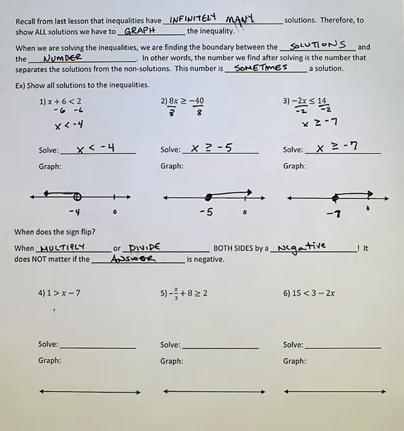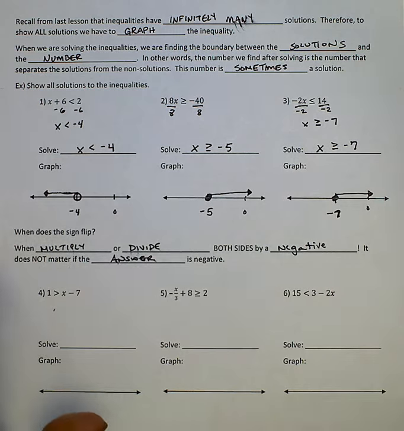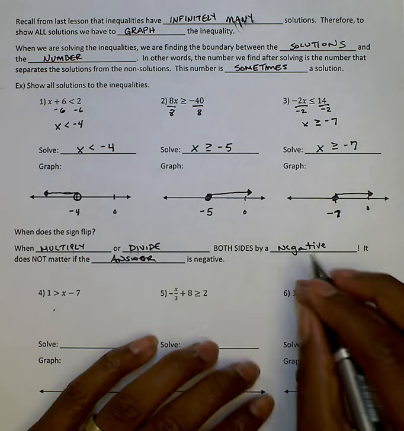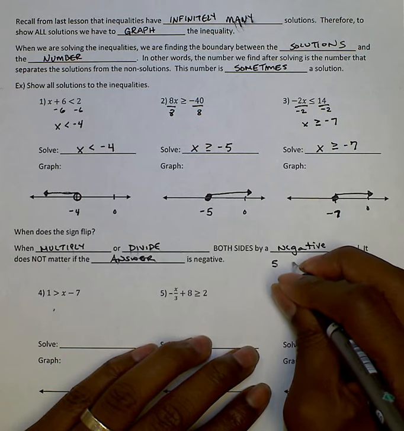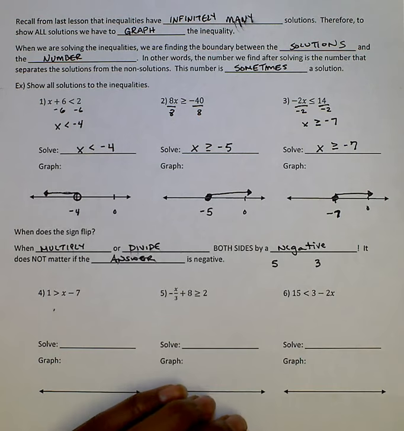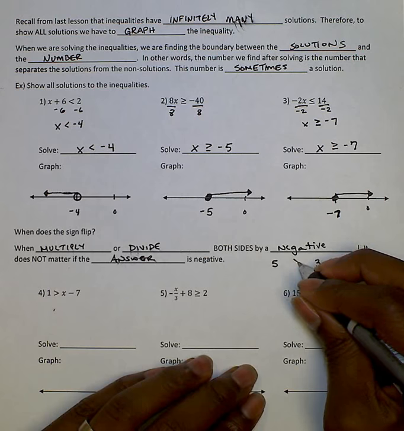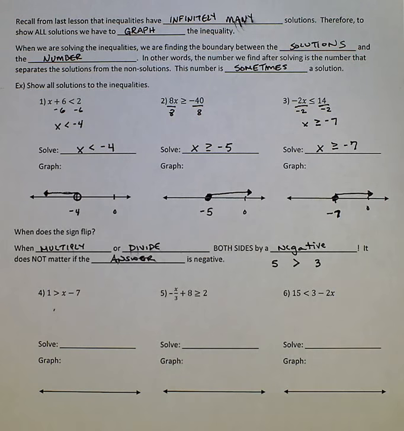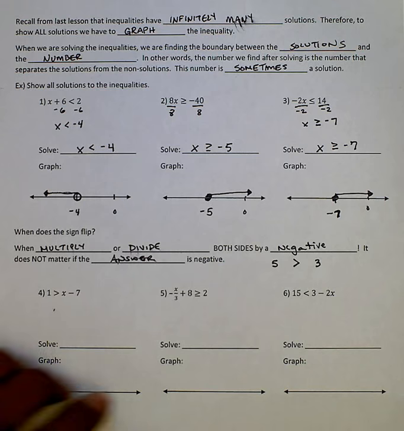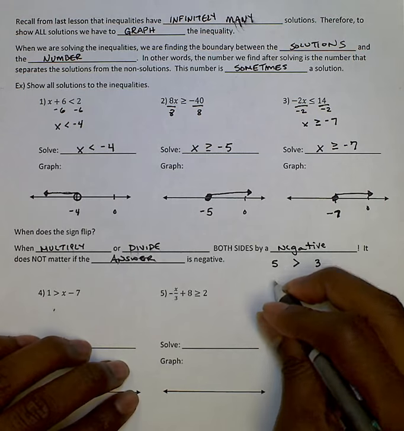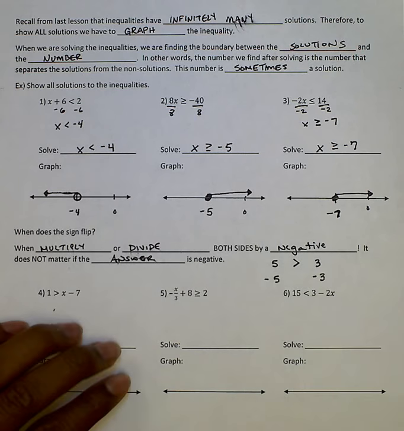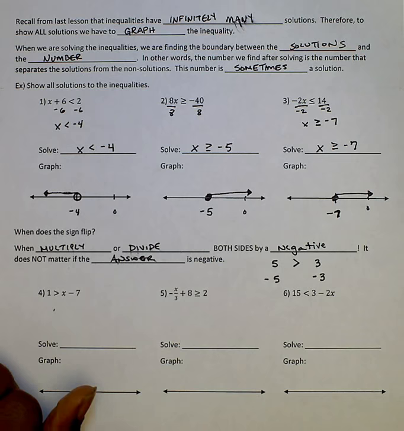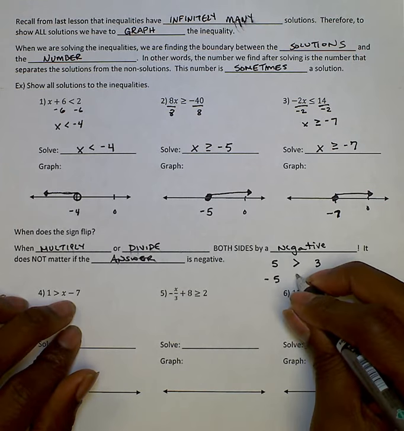I'm going to take a second just to explain why that happened. Okay, so think of it this way. If I have 5 and 3, my inequality sign would be that 5 is greater than 3. Okay, that's a true inequality. Now, multiply both sides by -1. We multiply both sides by -1, we have -5 and -3. What happens to my inequality sign? In order to make this a true inequality, I have to flip the sign.